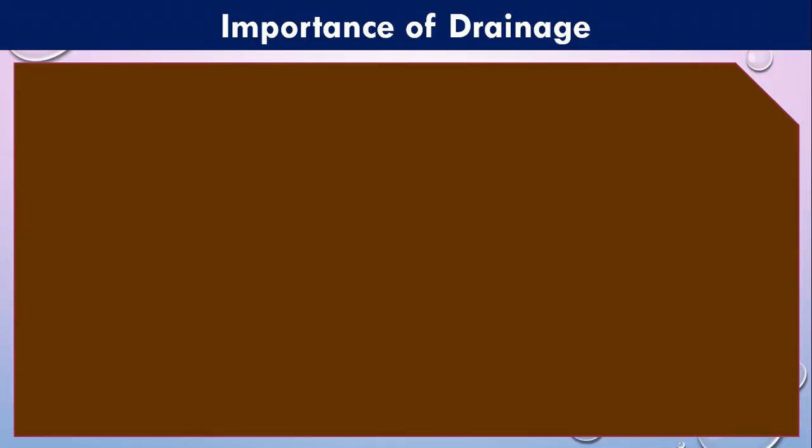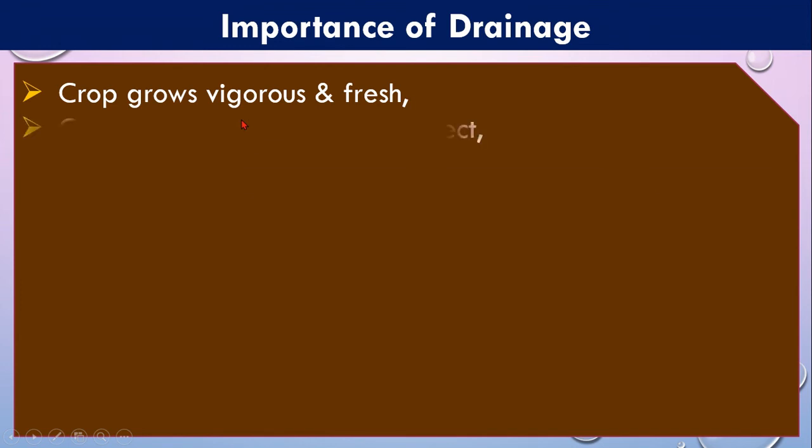So what will be the importance? First one is crop grows vigorous and fresh. That means if we remove the water by drainage from the land, that time the crop will be fresh and vigorous. Crop is protected from disease and insects. Sometimes when water is present in the land, that time different types of disease attack and insect attack as well.